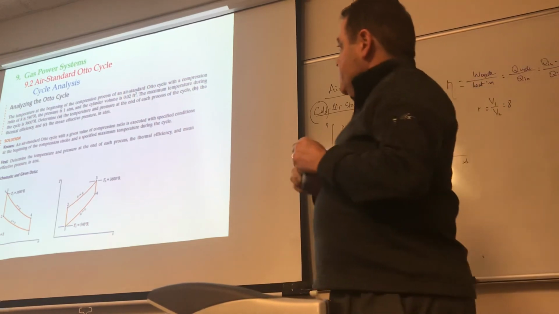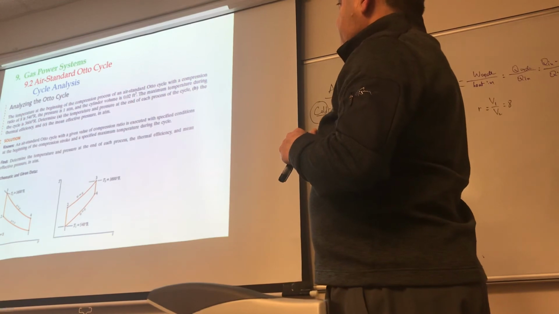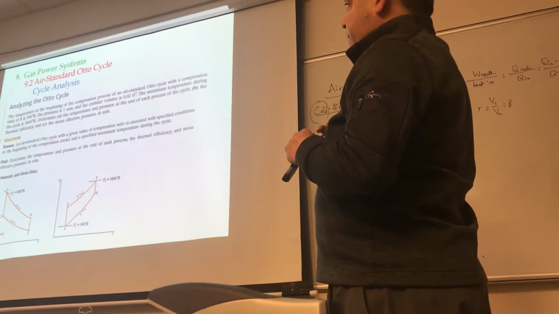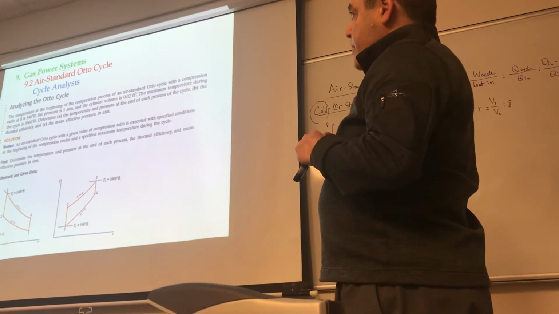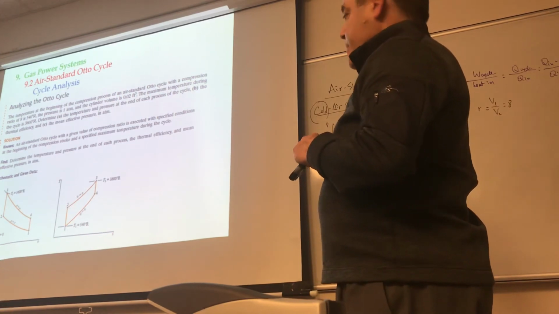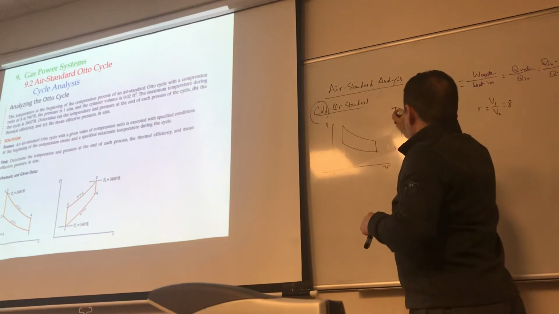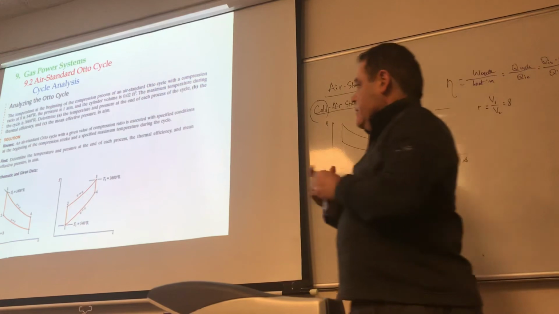Then what happens? It says the cylinder volume is 0.02. So you know what V1 is. The maximum temperature during the cycle is 3600. So you're operating between this and a maximum temperature of 3600 Rankine, which is right here.